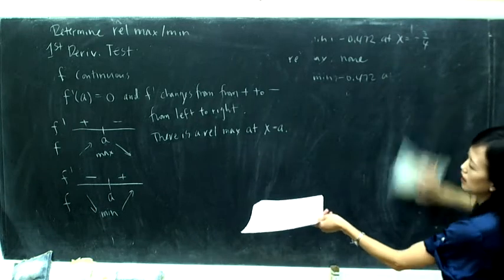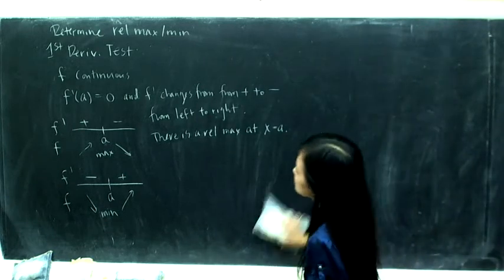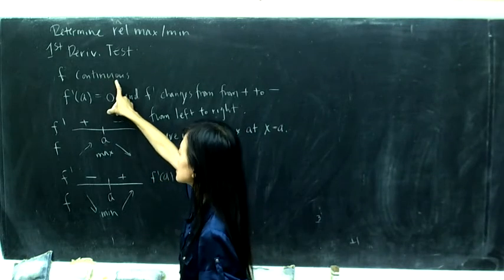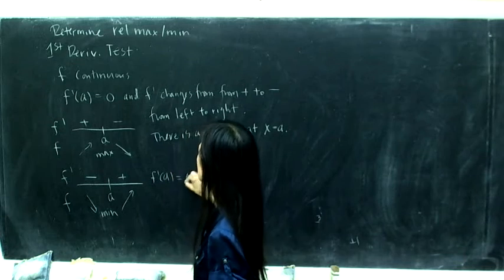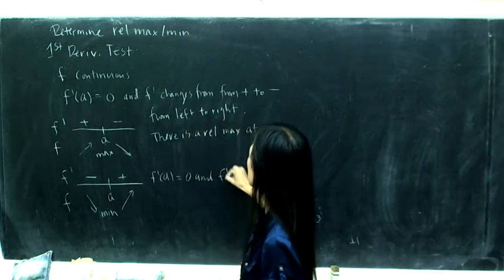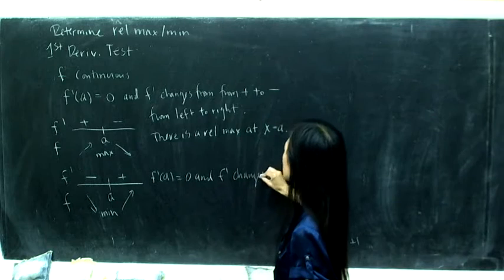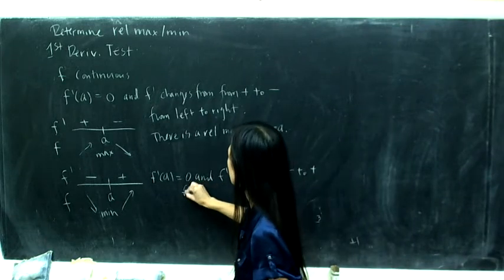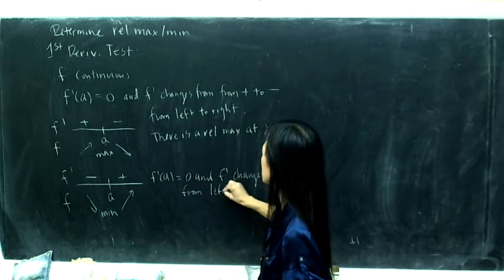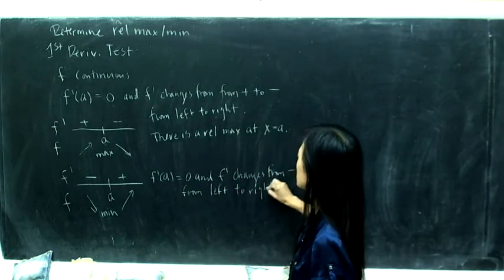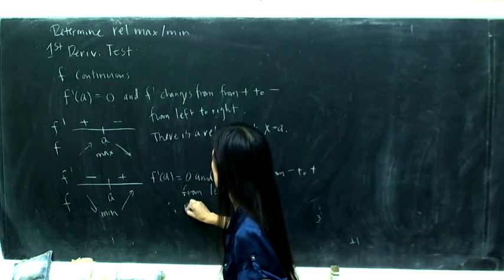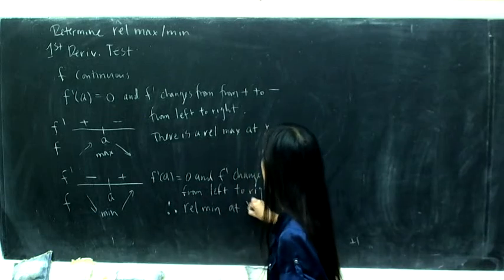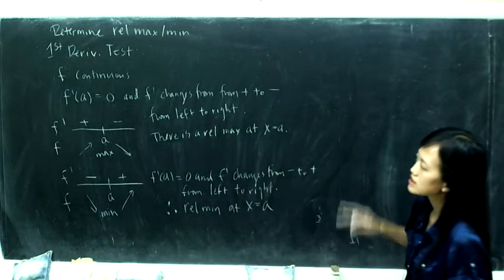Okay, the second one, f prime goes the other way. So this one would be like f prime, so it's continuous. You have to say it's continuous. f prime at a is 0, and restate, right? f prime changes from negative to positive, from left to right. So then there's a relative minimum, I'll say therefore. Therefore, there's a relative minimum at x equals a, something like this. So that's the first derivative test.